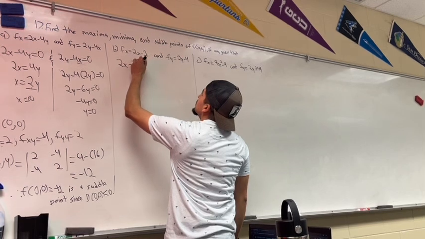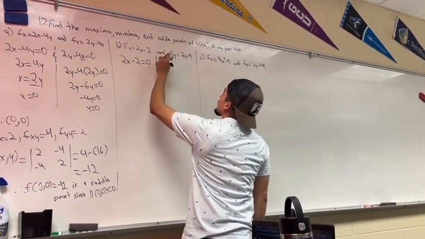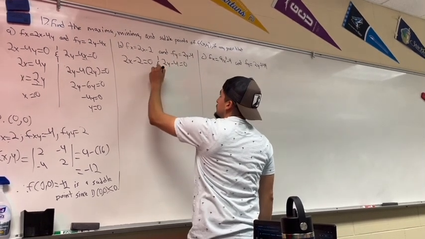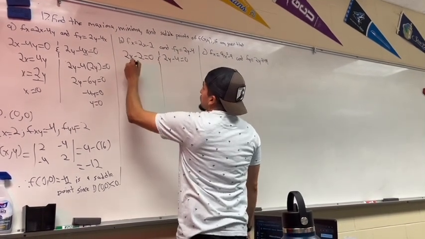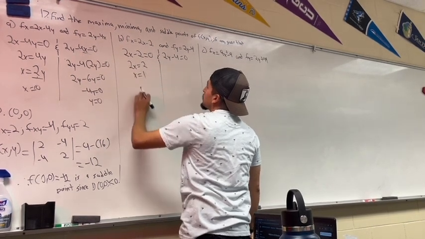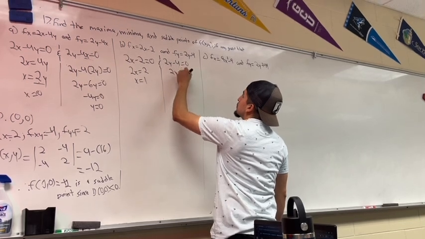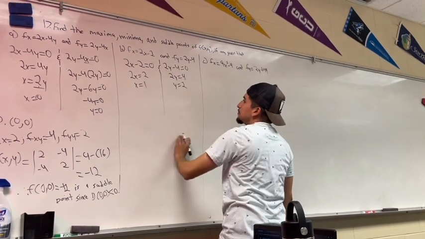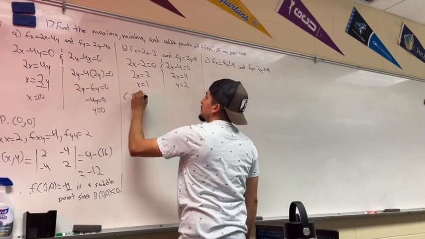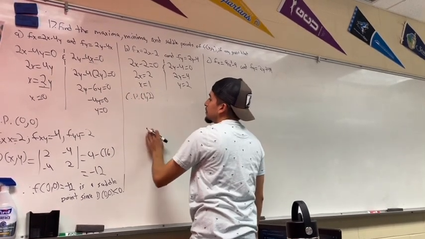Now for part B, we do the same process. 2x minus 2 equals 0, and 2y minus 4 equals 0. You could solve for either one, but you should get the same thing. You get x equals 1 right here. 2y equals 4, y equals 2. So our critical point is just (1, 2).